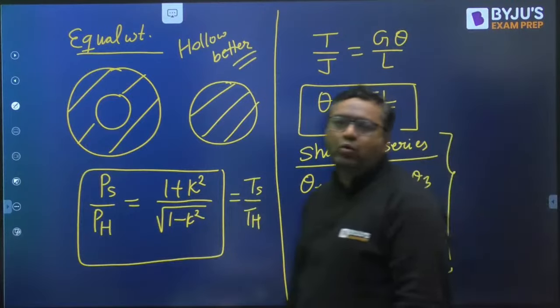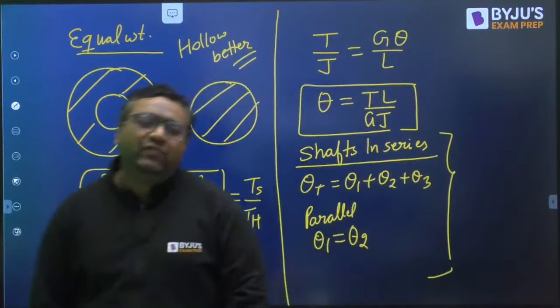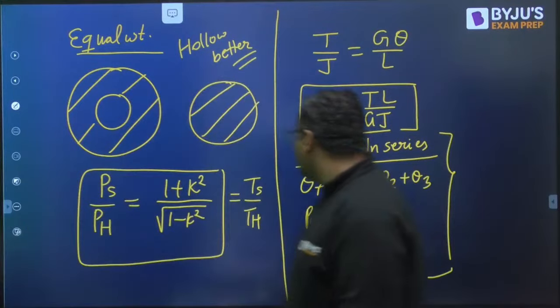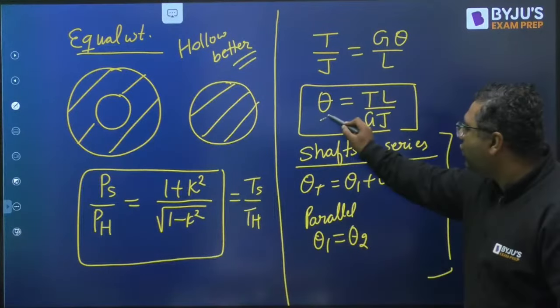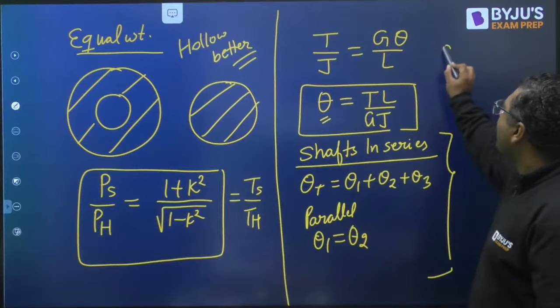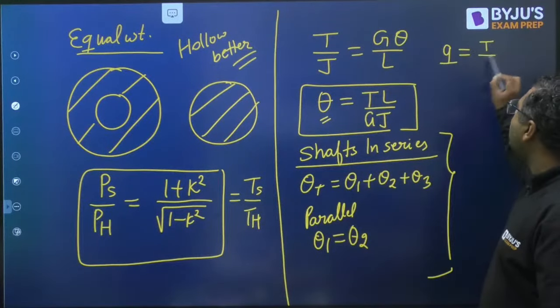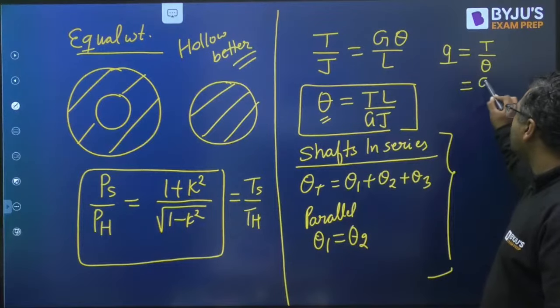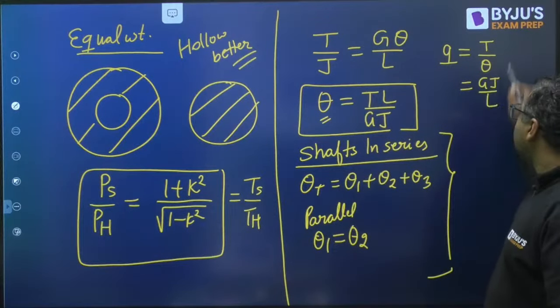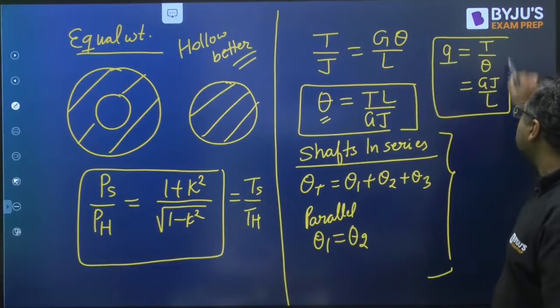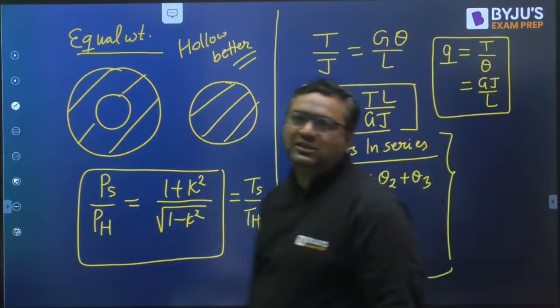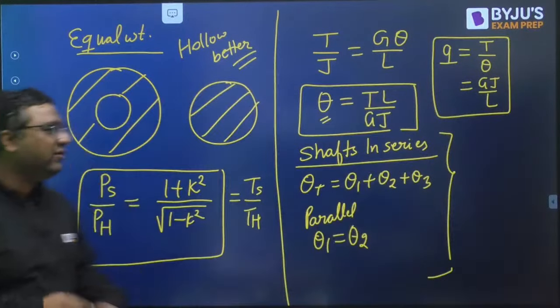So this is about the torsion, my dear. And we have also seen the formula for angle of twist. You can also define torsional stiffness, that is T divided by theta, which comes out to be GJ by L. It is similar to the axial stiffness. So this is the formula for the torsional stiffness. I feel everybody would be getting it.